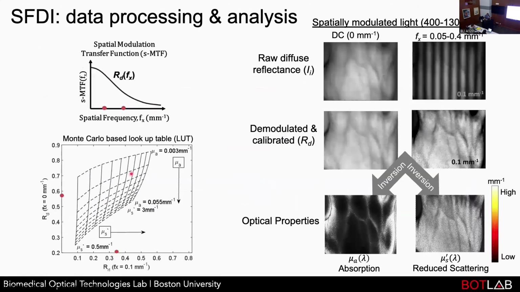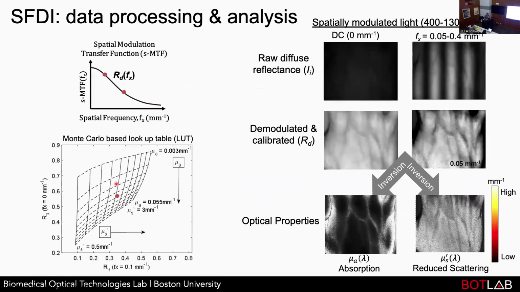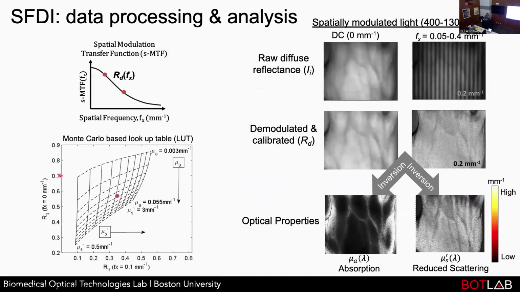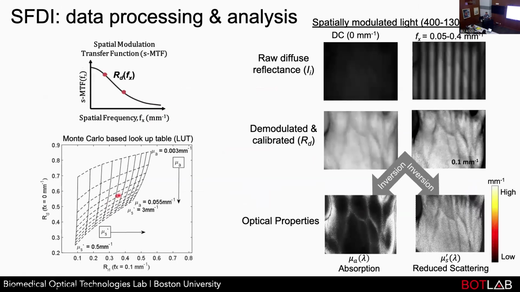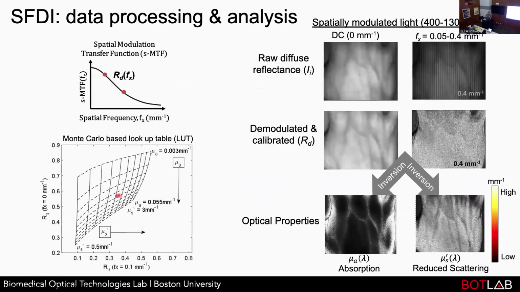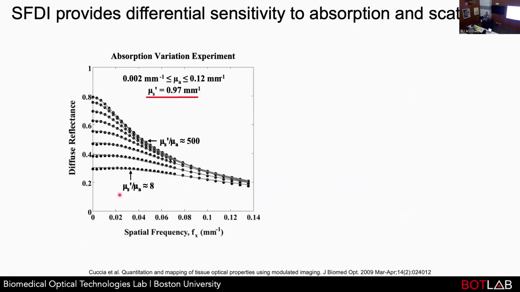And so just to link these two together, here's our spatial modulation transfer function. We're taking measurements at 2 different spatial frequencies. The measurements are on the X and Y axes, where they converge should hopefully give you a unique mu A and mu S prime. And you have more information, so to speak, than in the spatially resolved domain, if you choose your spatial frequencies appropriately. This is from one of the original papers by David Cuccia and Bruce Tromberg, kind of explaining how SFDI works. It's a really nice demonstration of how spatial frequency measurements allow you to extract optical properties.